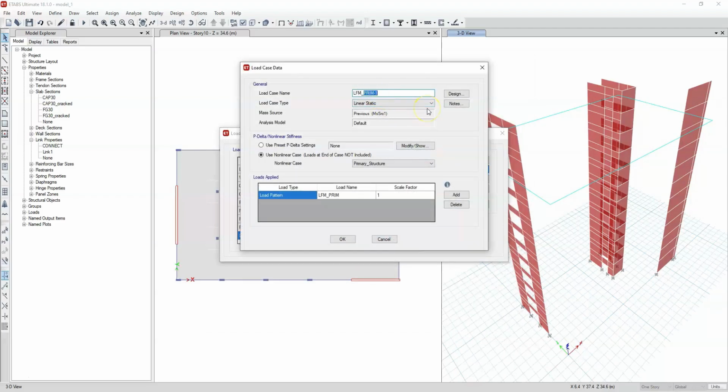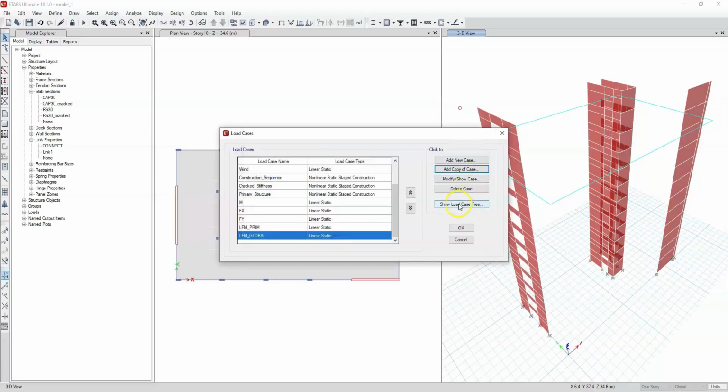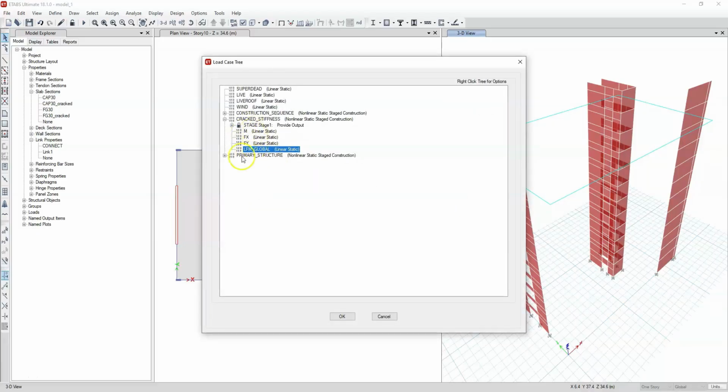It should not start from the primary structure but from the crack stiffness model, which was our global structure. This ensures we have the exact same action acting on two different structures: one that is primary only and another that is primary plus secondary, allowing us to identify the contribution of the secondary elements.